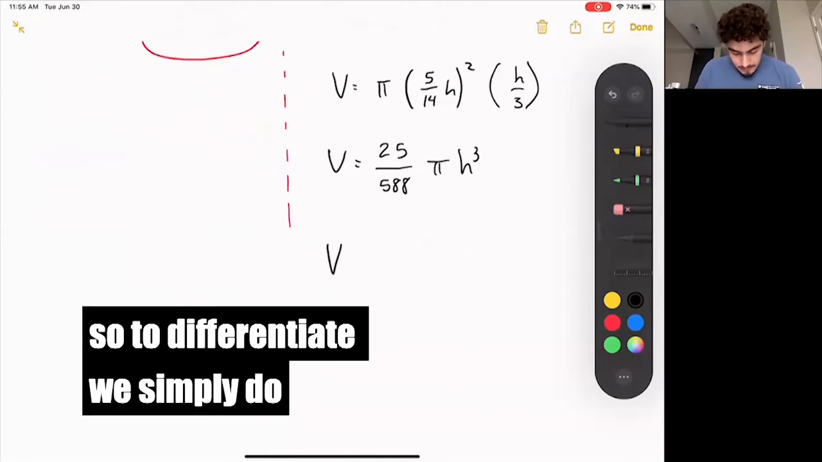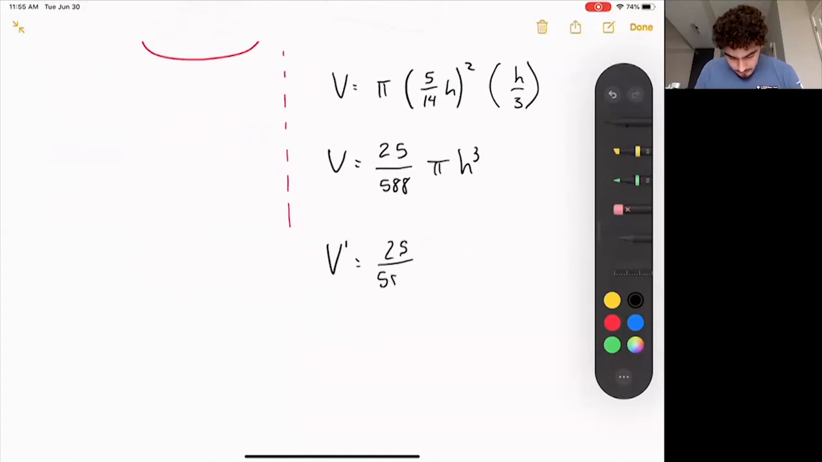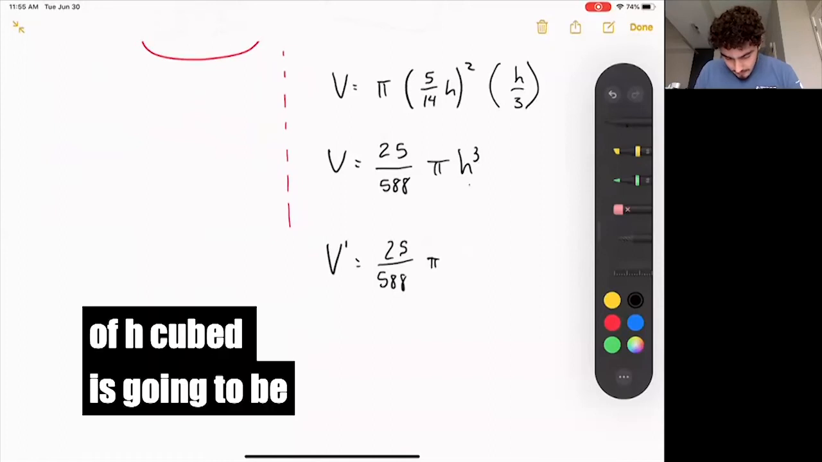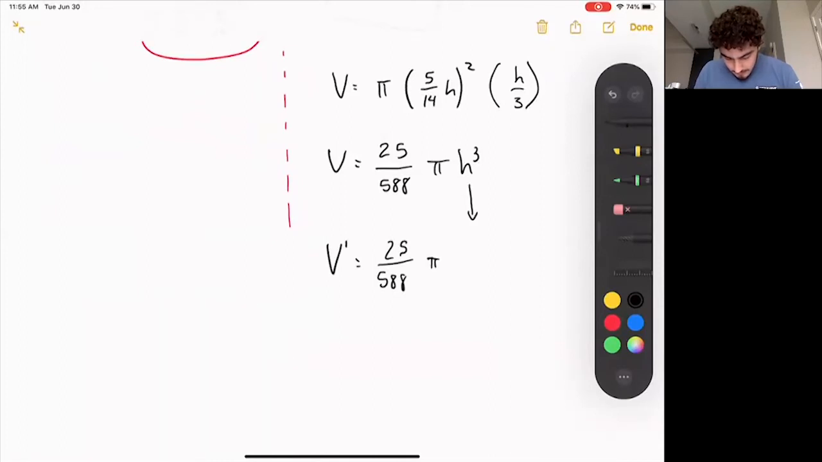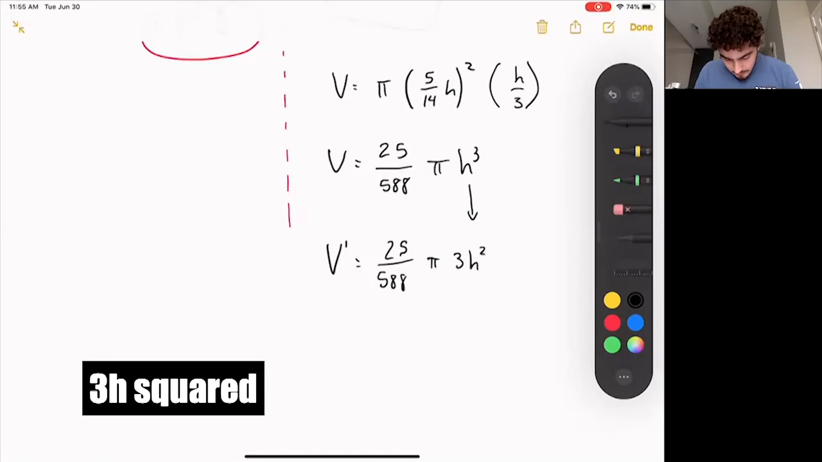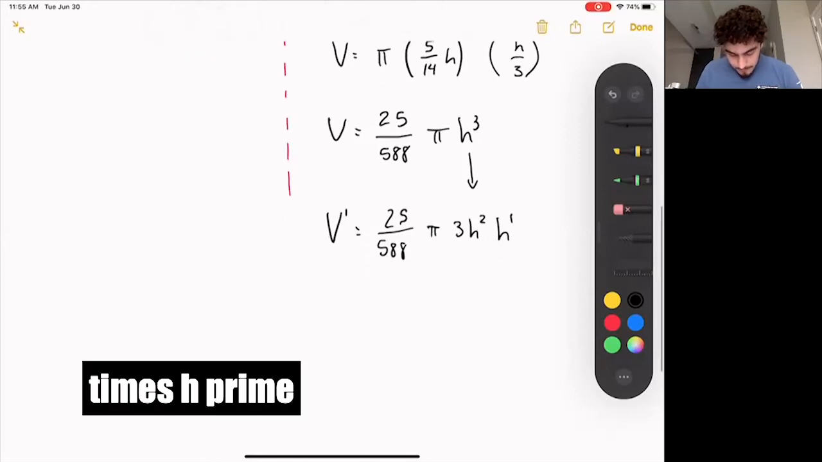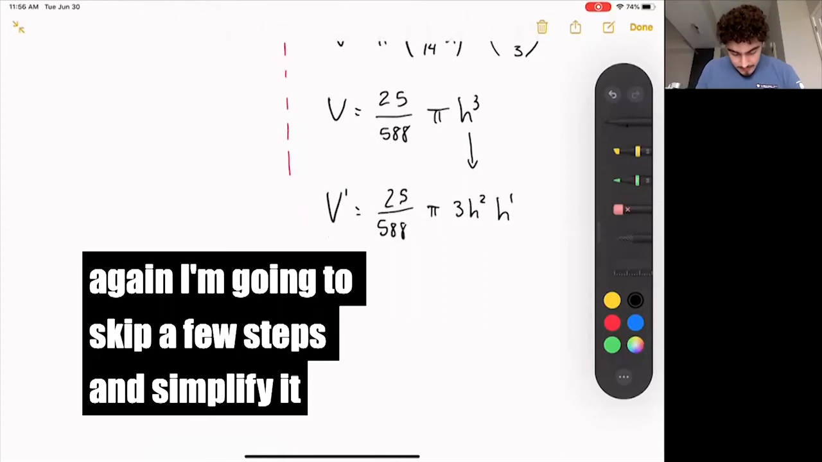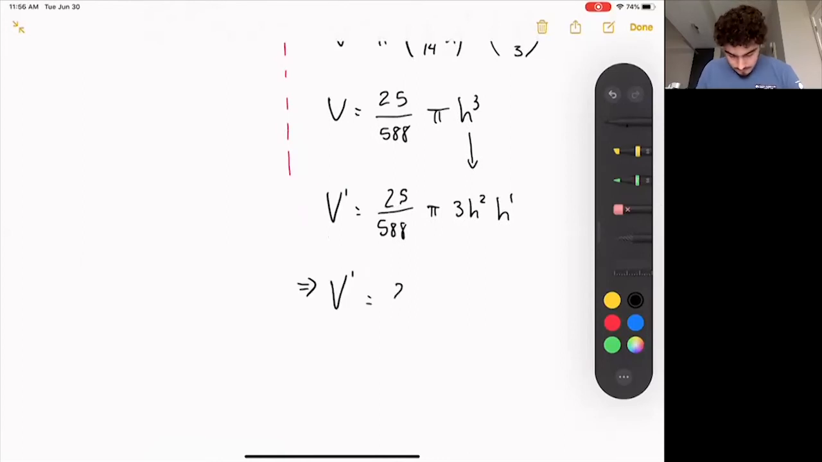So to differentiate, we simply do this pi, and then the derivative here of h cubed is going to be 3h squared times h prime. Again, I'm going to skip a few steps and simplify it. 96.